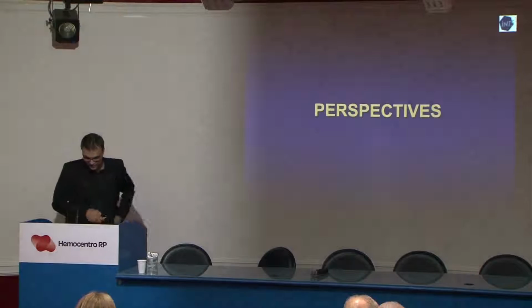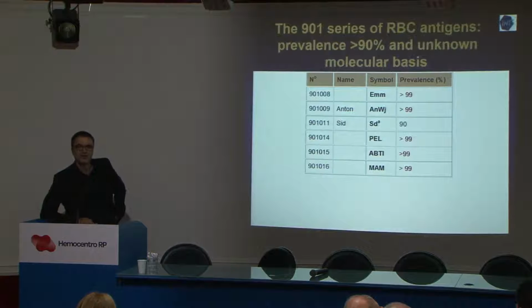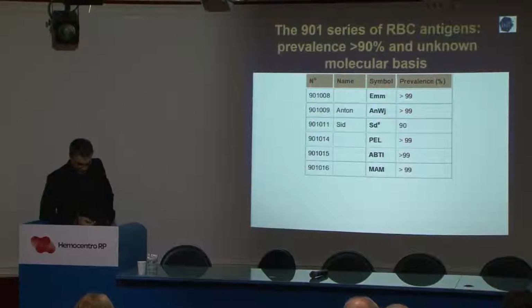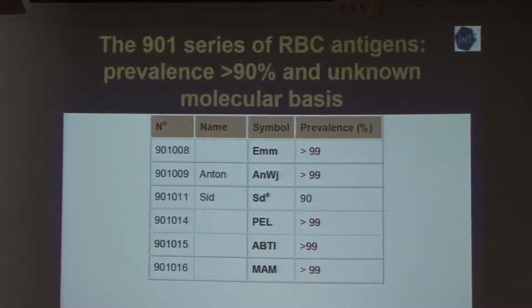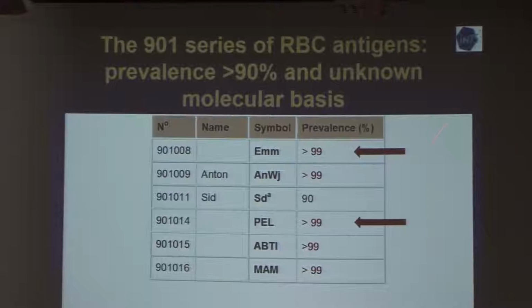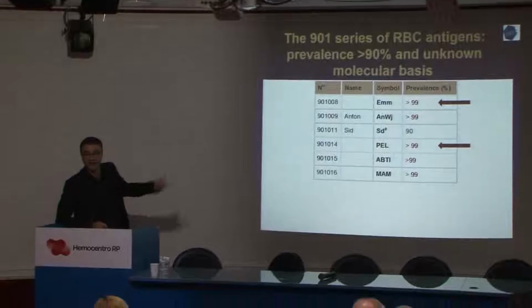Okay, so now my last slide as a perspective. I come back to this 901 series of red blood cell antigens. So this corresponds to antigens with a prevalence greater than 90% and with an unknown molecular basis. So as you remember, ATA used to be here in the list. So now it's not anymore. It was elevated to a new blood group system. But we would like to now work especially on those two in order to find their molecular basis, because it could be something, again, very interesting.